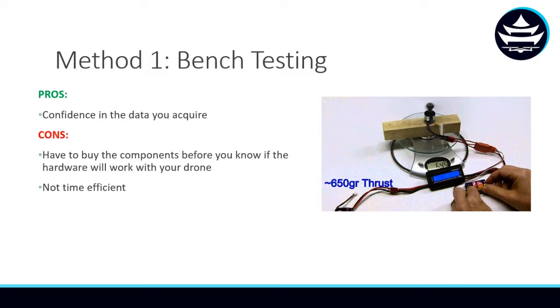Now, the pro here is that you can have a decent amount of confidence in the data that you've acquired. The cons are obviously that you have to buy the components of the drivetrain that you are thinking about using before you know if it'll work or not on your drone. And it's not as time efficient if someone else has already found the results. It might not be worth it to have to set up your test and do this on your own.